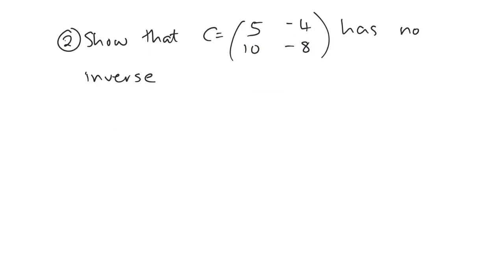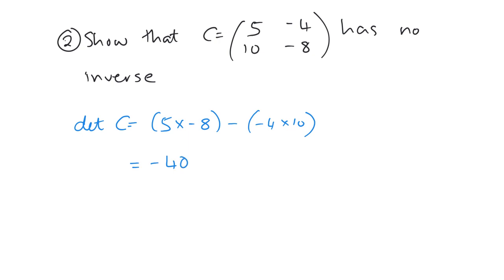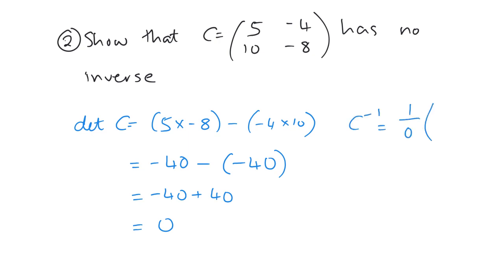Now, not all matrices have an inverse. So show that C here has no inverse. So start as if you were trying to find the inverse by getting the determinant. So it's 5 by minus 8, minus 4 by 10. So that gives us minus 40 minus 40, or minus 40 plus 40, which is 0. Now, if you went to write the inverse of C, you'd have to do 1 over 0 times our minus 8, 4, minus 10, 5.